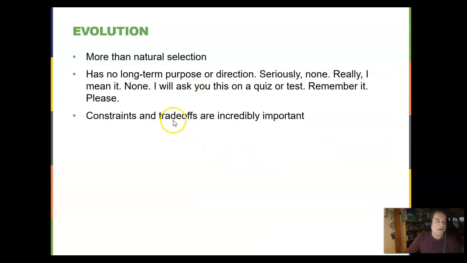And that's what we mean by trade-offs right here. So the peahen, the peacock, has a trade-off in increased risk of predation, increased cost of his tail in exchange for successful reproduction.